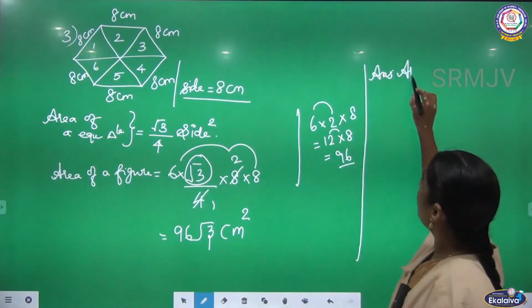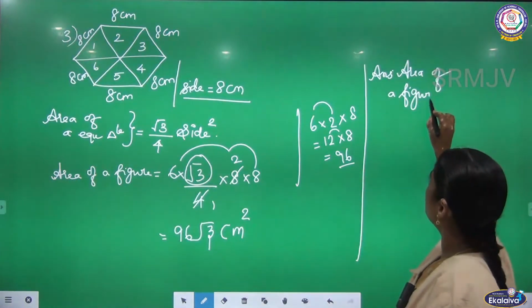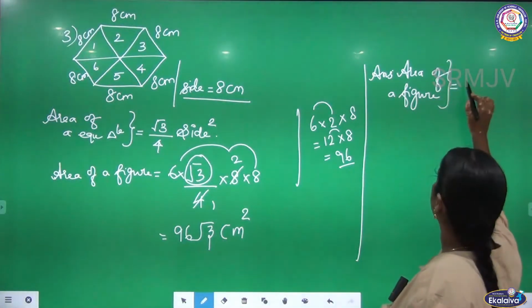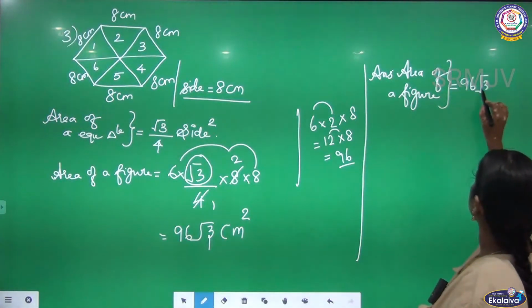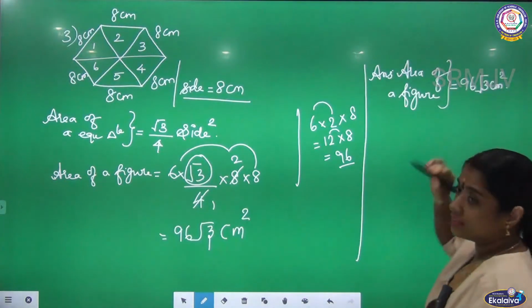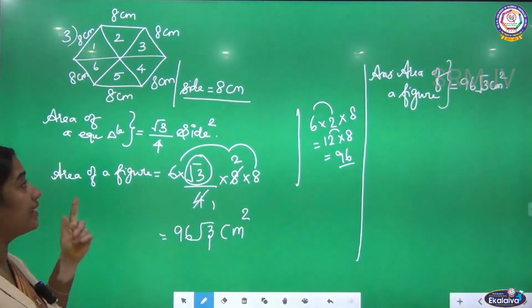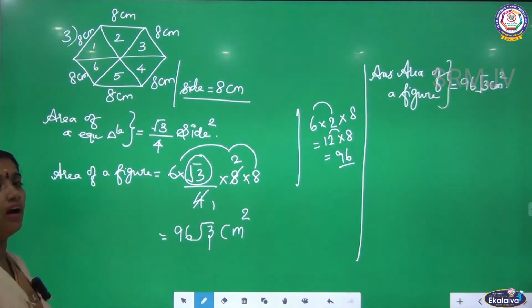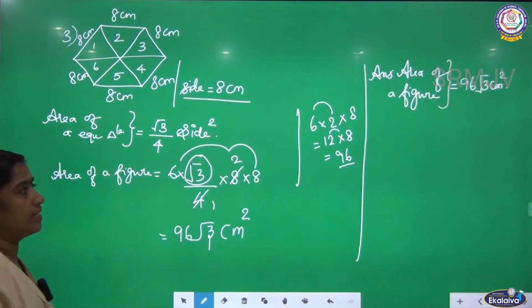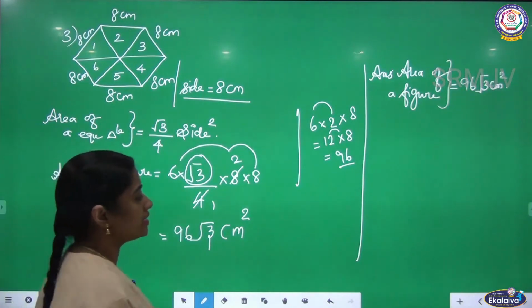Now I can write the answer. Listen, area of the figure is equal to 96 root 3 centimeter square. Can you clear this, children? I have joined the lines and got 6 equilateral triangles, substituted the equilateral triangle formula and multiplied with 6, and found the area of this hexagon. Got it? Shall I move on to the next sum?